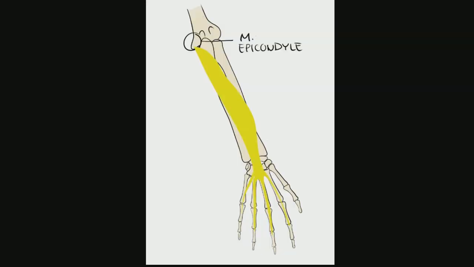The next compartment is the intermediate compartment, which lies deep to the superficial compartment. There is only one muscle in this compartment of the anterior forearm, the flexor digitorum superficialis, shown here in yellow. It has 2 heads which originate from the medial epicondyle of the humerus and the radius.